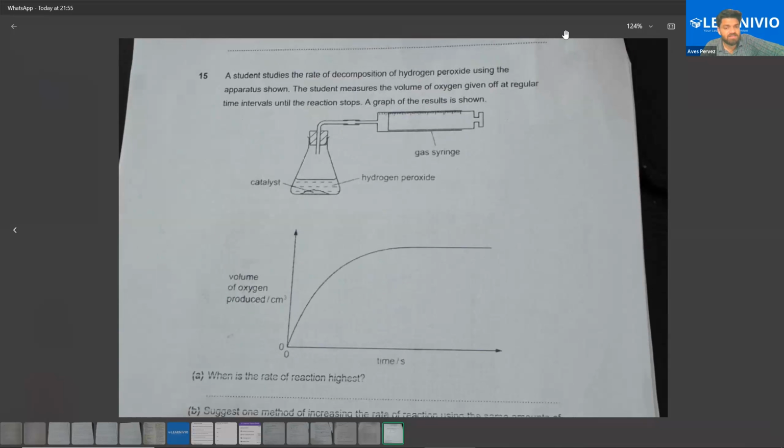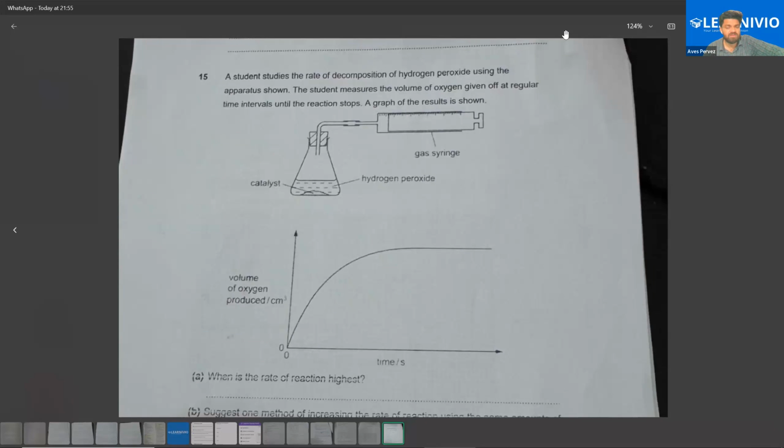So when is the rate of reaction the highest? It is the highest where the curvature is steepest. You can see it is the highest there.